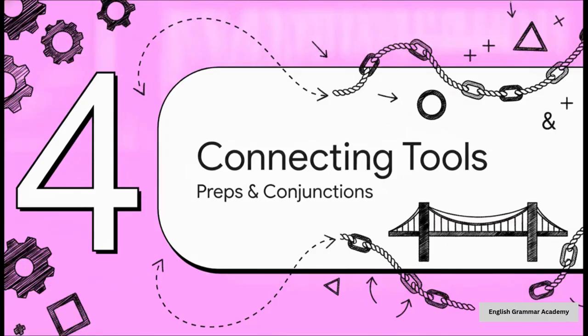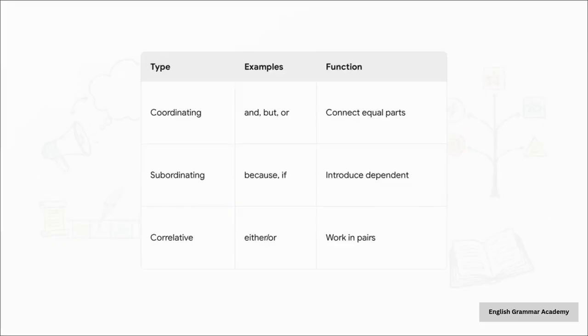All right, section 4, the connecting tools, which are prepositions and conjunctions. Up to this point, we've got a lot of isolated pieces. To build a complex, sophisticated sentence, we need grammatical glue to hold it all together.